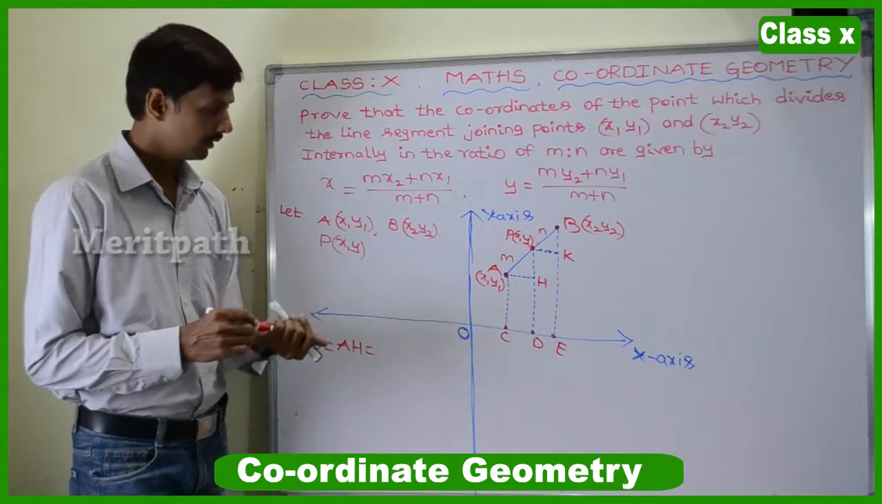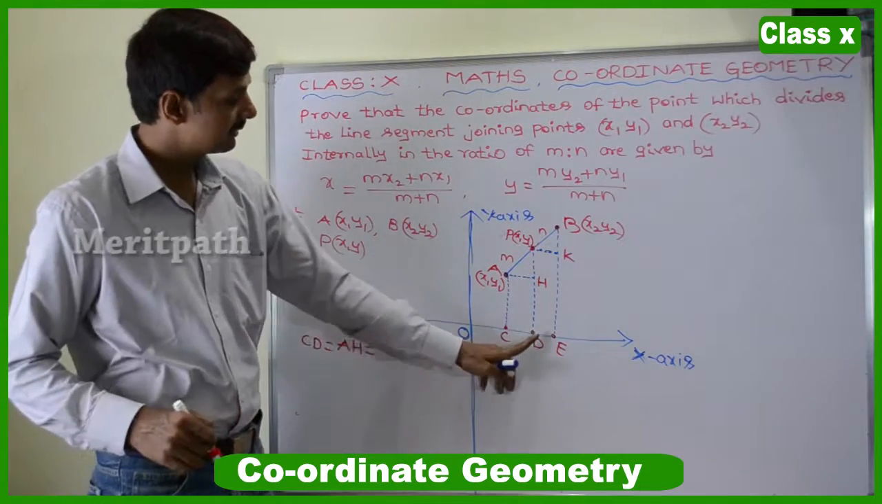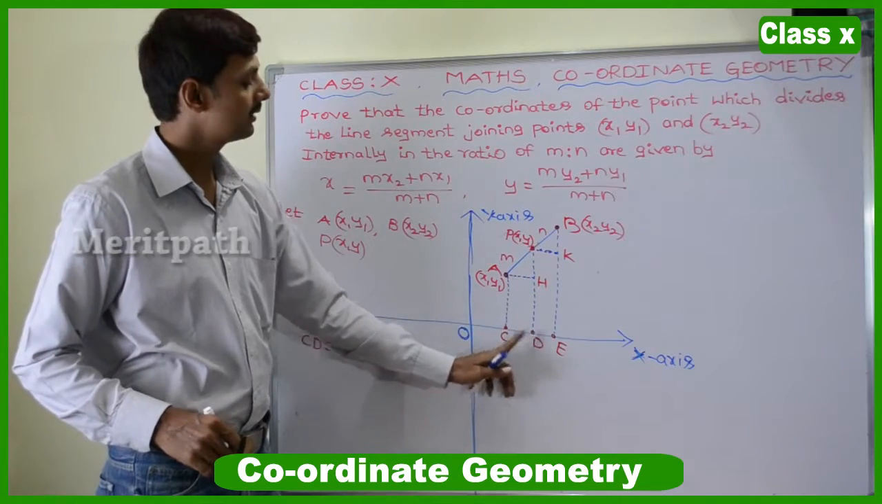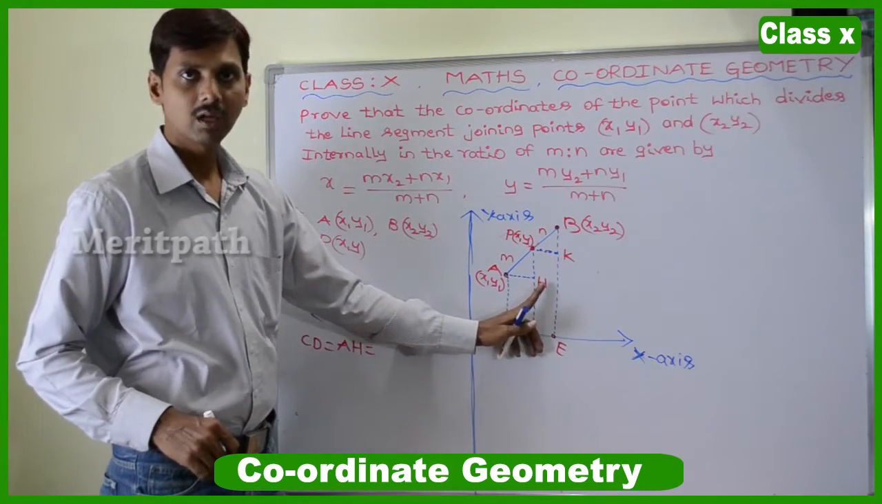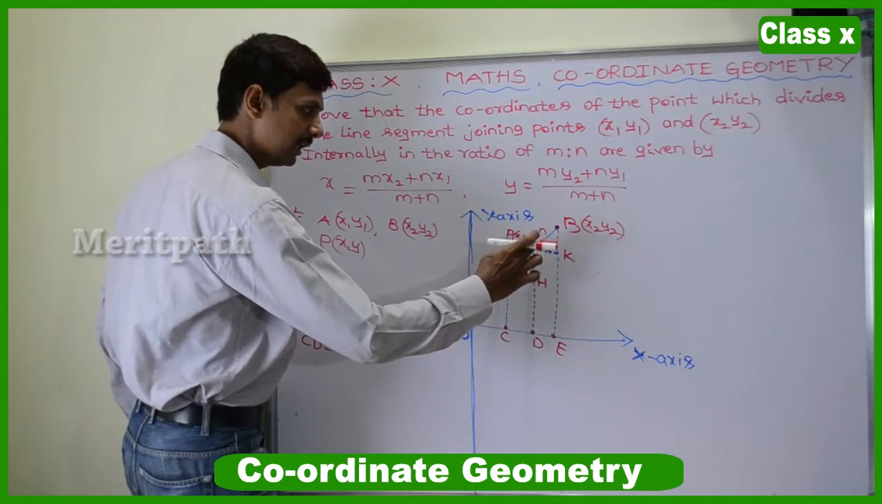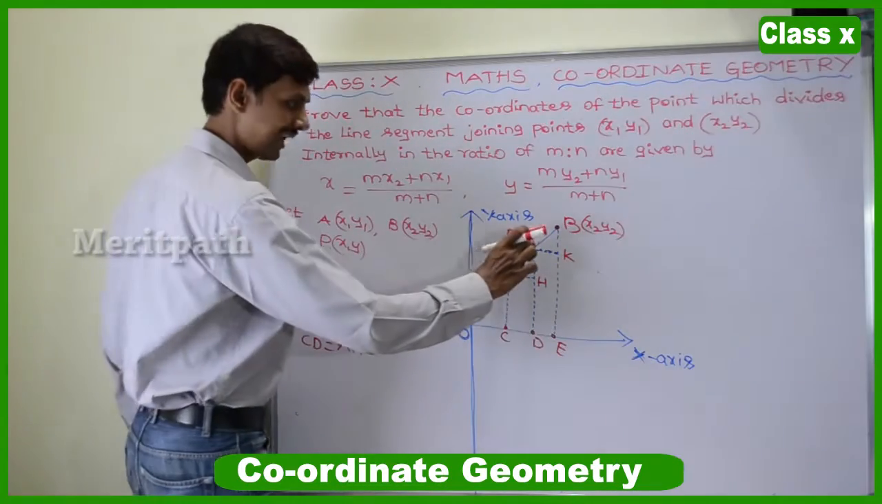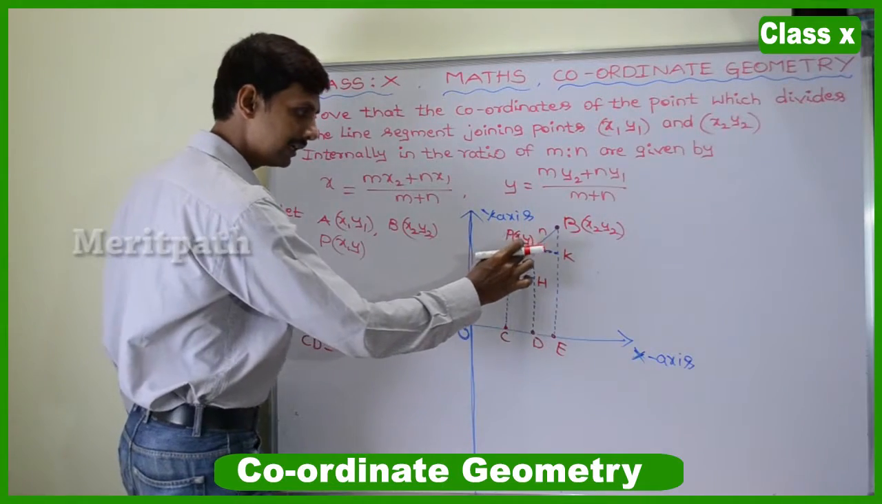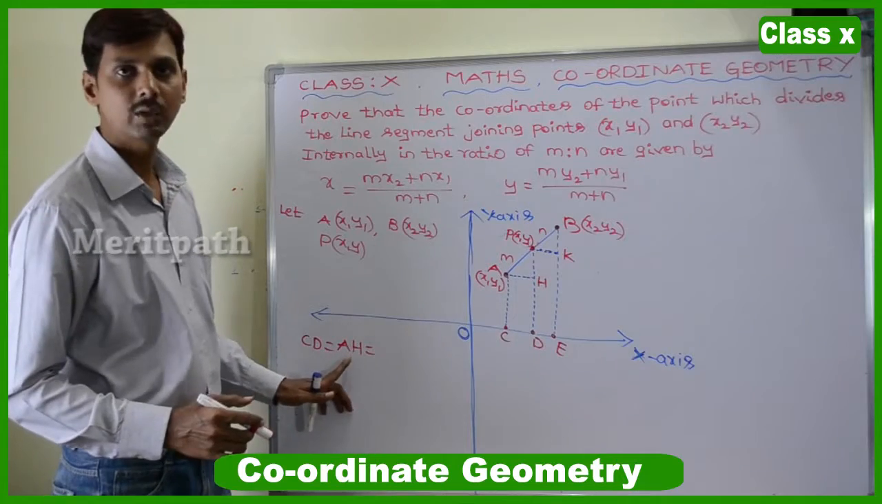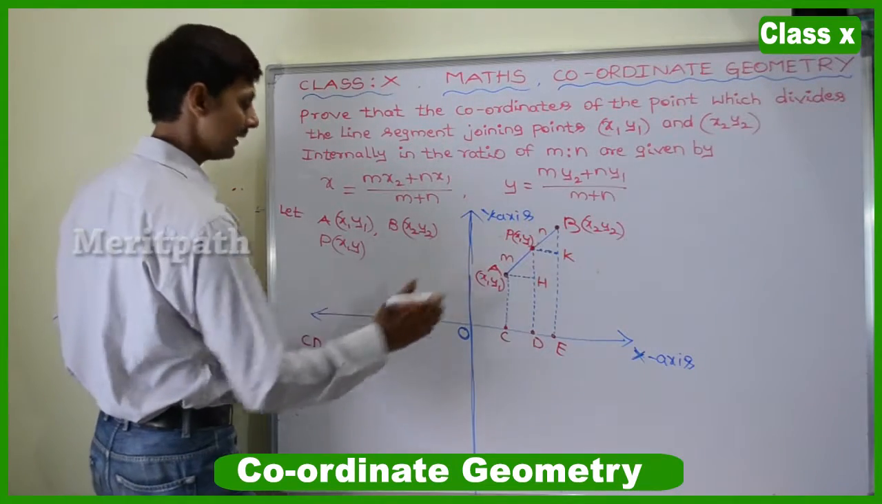So to find the distance between C and D, that is CD equal to AH, we know that to find the distance between these two points, we need to take the difference of the x coordinates, that is here x and here x1. So CD is equal to AH is equal to x minus x1.